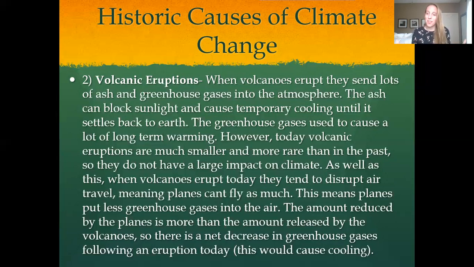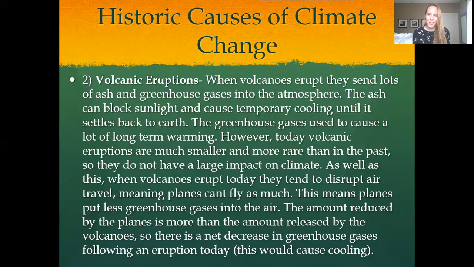And planes emit a lot of greenhouse gases. And so when you ground that many planes, even though some carbon dioxide is getting put into the air because of the volcano itself, there is less carbon dioxide and other greenhouse gases going into the air in total because there's fewer planes flying.